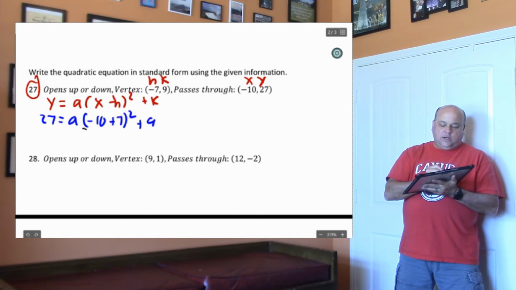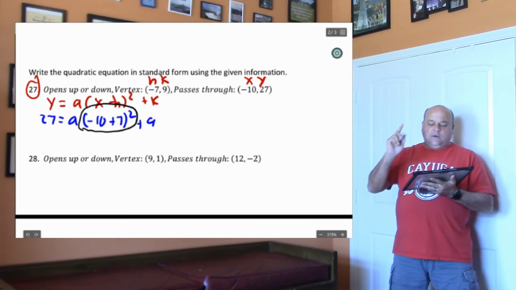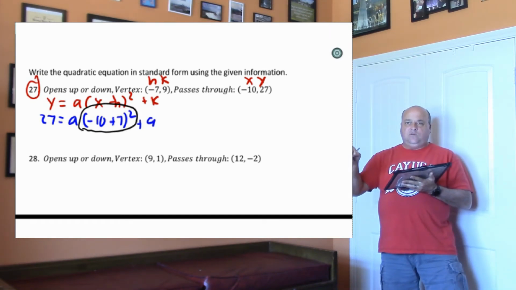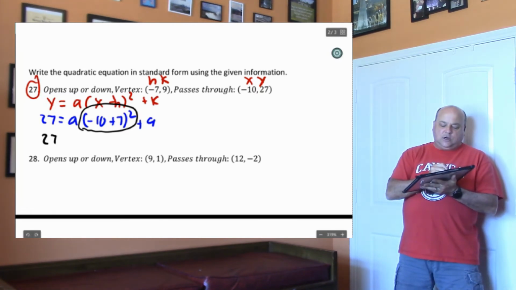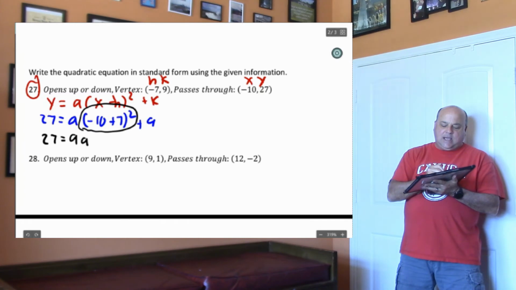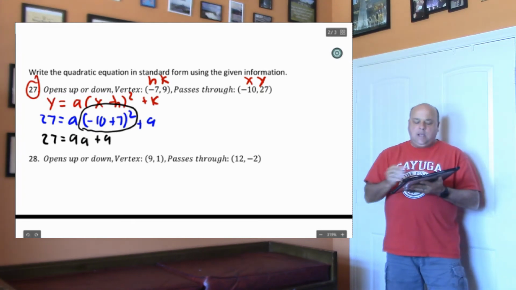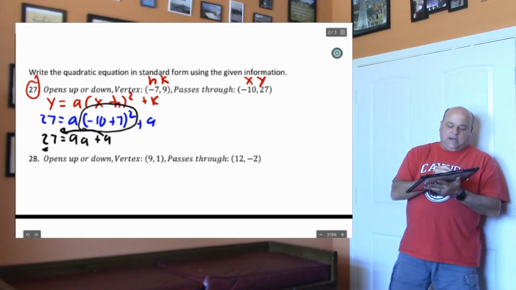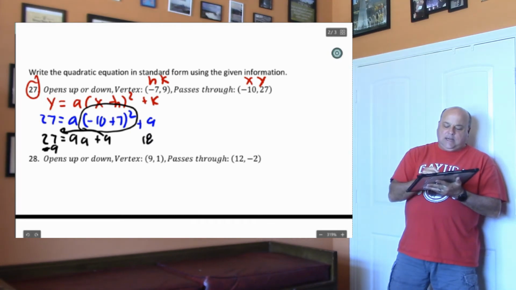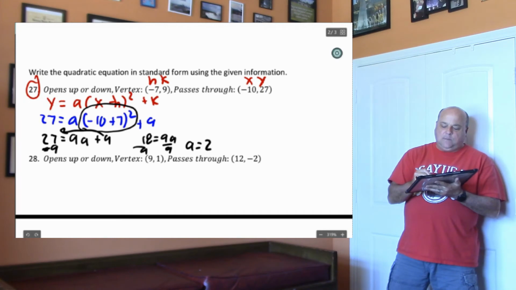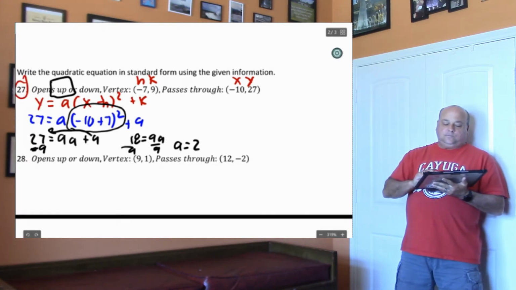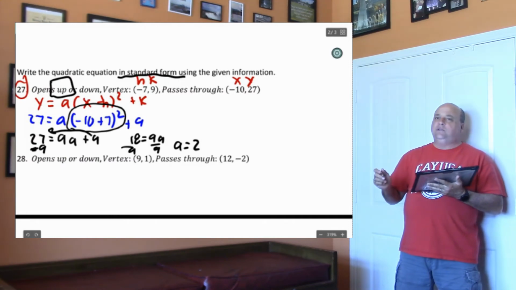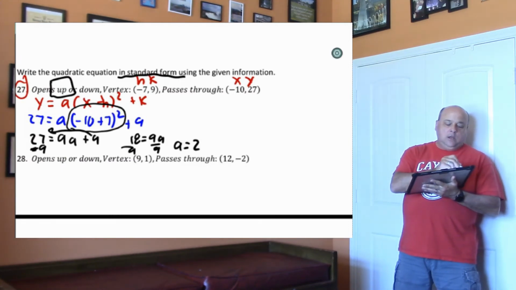The next thing you want to do is this. Negative 10 plus 7 is negative 3. Negative 3 times negative 3 is 9. So this is going to turn into 27 equals 9a plus 9. I'm going to move the 9 over. Subtract 9. So I'm going to get 18 equals 9a, and divide by 9. So my a is going to be a positive 2. So it opens up. Now then, we want this in standard form. This is tedious. This is a lot of work.